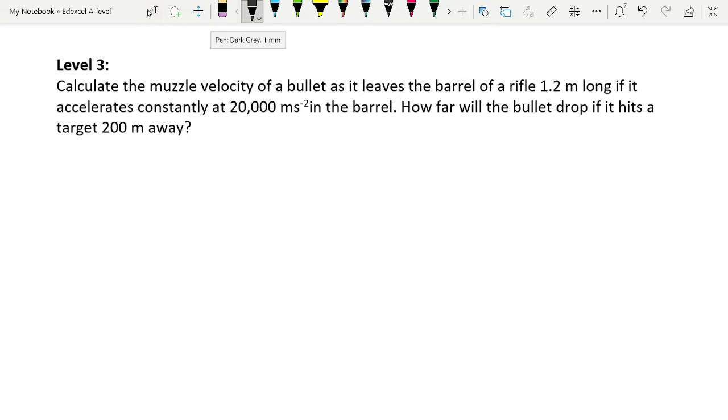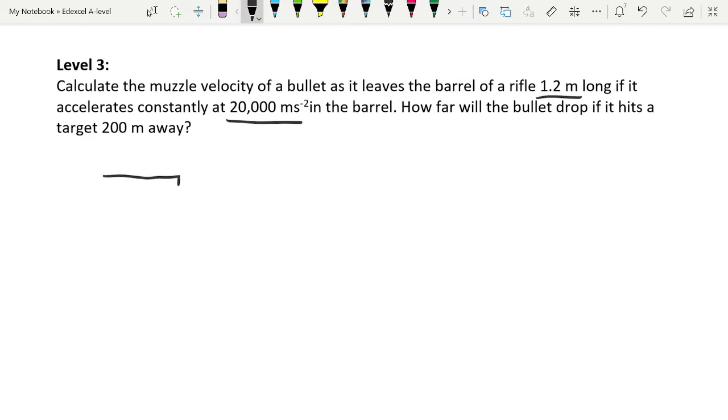So we have a bullet coming out of the barrel of a rifle. That is the length of the rifle, and that is the acceleration of the bullet in the barrel. How far will it drop if it hits a target 200 meters away? My advice is, if you're not given a diagram, draw yourself a little diagram so that you can mark in all the information that you're given, and so it makes it clearer for you.